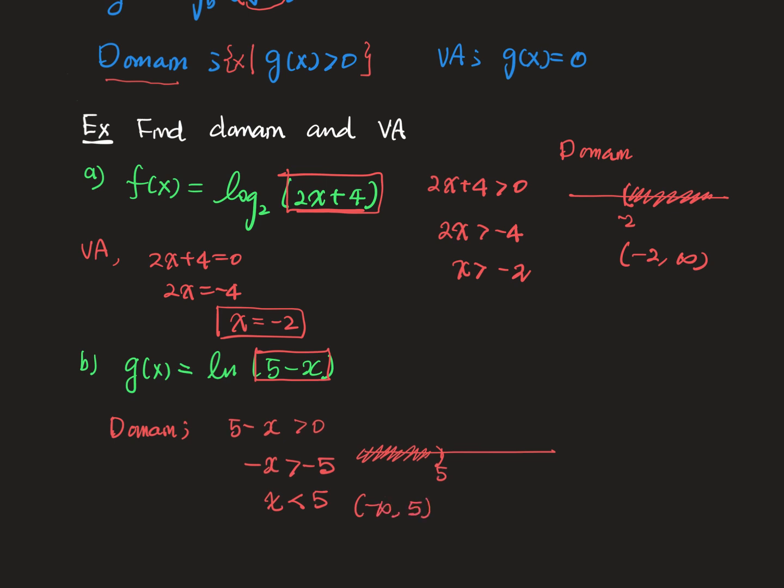Alright, what's the vertical asymptote? For the vertical asymptote, 5 minus x equals 0, so 5 equals x. That's the vertical asymptote. Can you notice that this boundary is going to be the vertical asymptote?